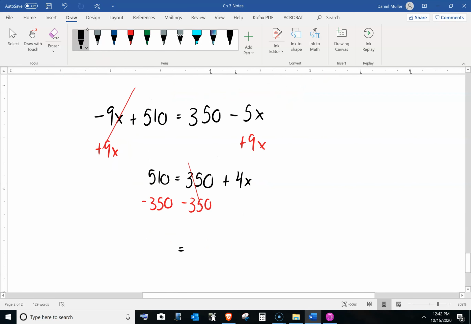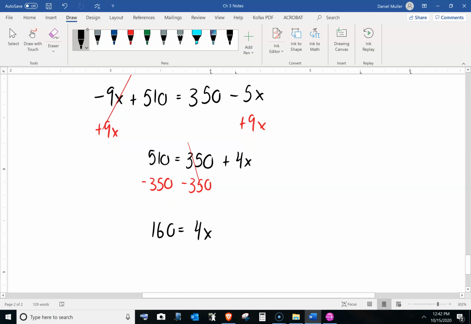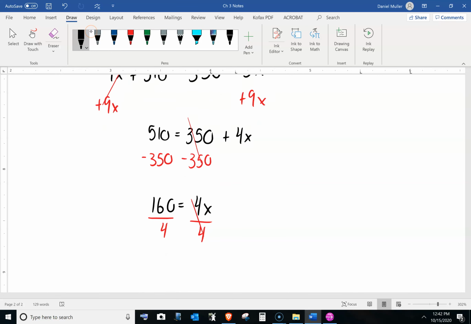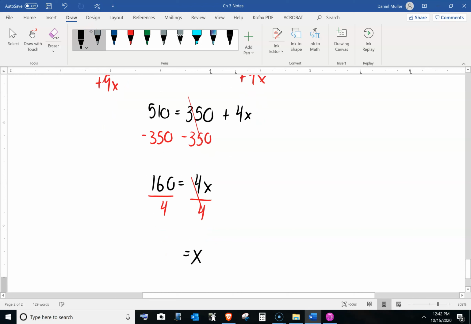So 4x equals 160, and then divide that by 4, which will be 40. So x equals 40.